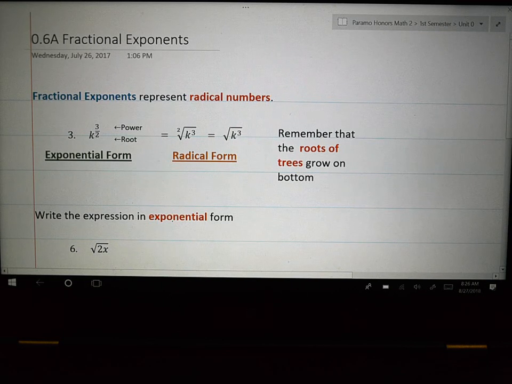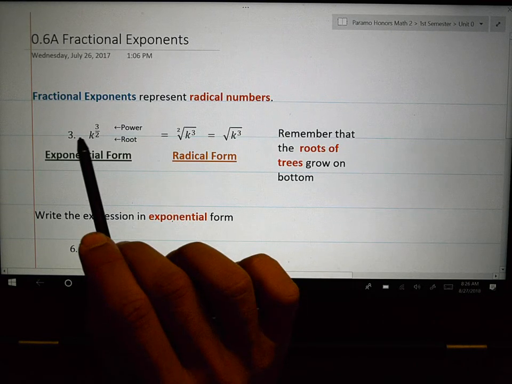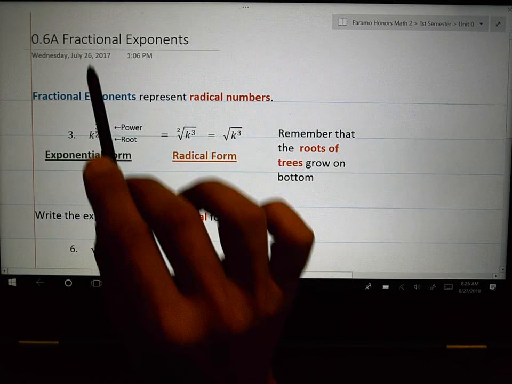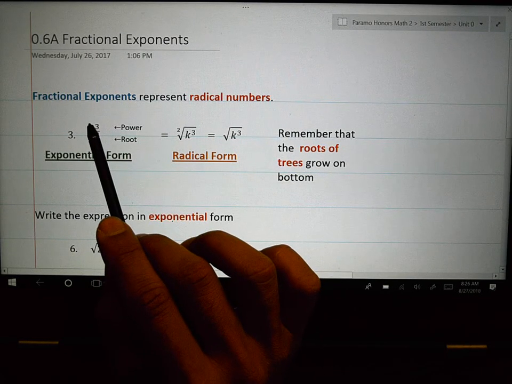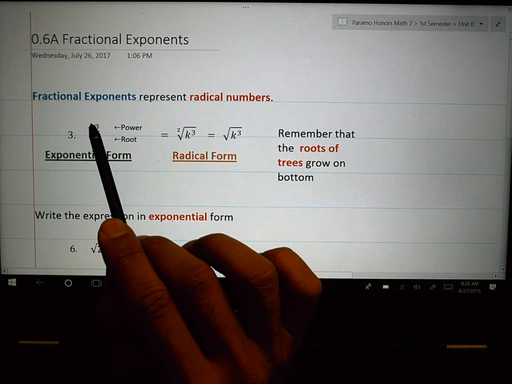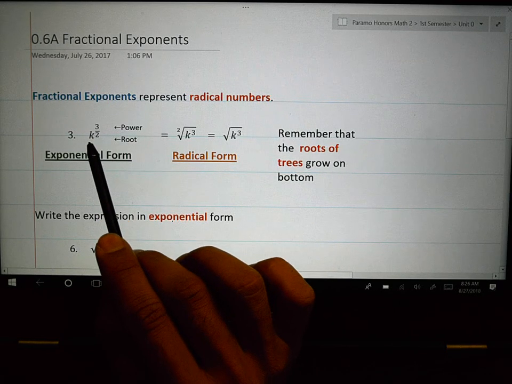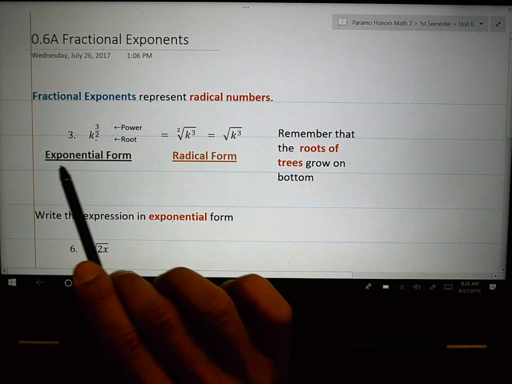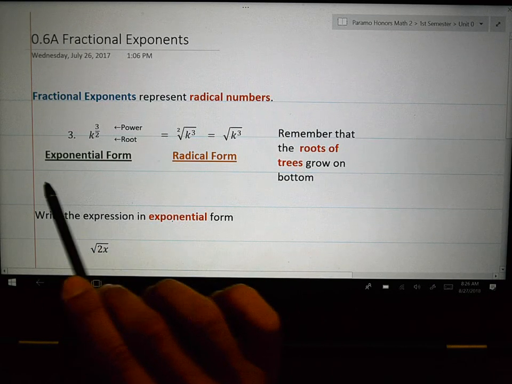In 0.6a, we're going to deal with a concept that I don't think you learned last year at all. It has everything to do with exponents, but what happens when the exponent is written as a fraction? These are called fractional exponents, and there are two different forms. When it is written like this, where you have k to the 3/2 power, this is called exponential form.